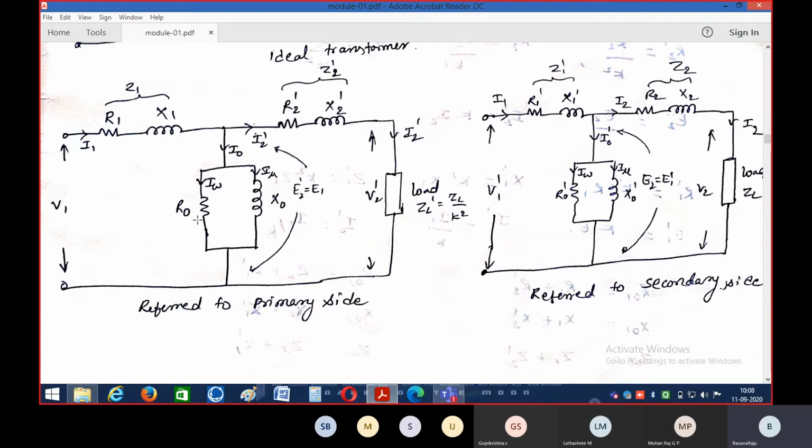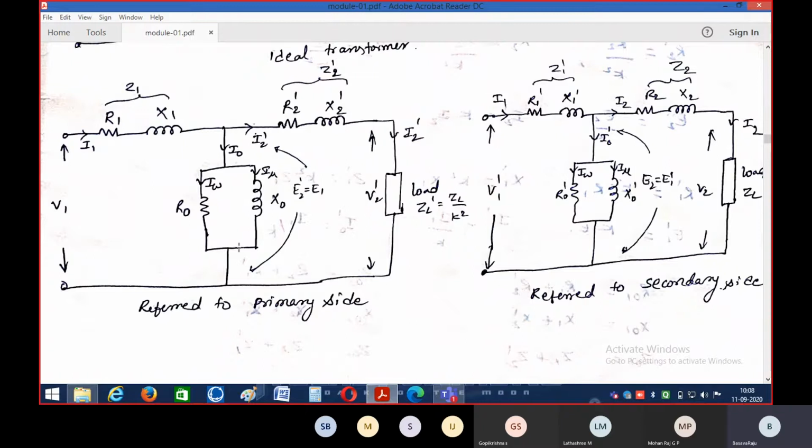That is, if I wanted to represent the equivalent circuit with respect to the primary, then what modifications I need to do in the secondary circuit elements. And similarly, if I wanted to represent the equivalent circuit with respect to the secondary side, and shift the primary circuit elements to the secondary, how those circuit elements will change, that we have discussed, right? So let me recall that once again.